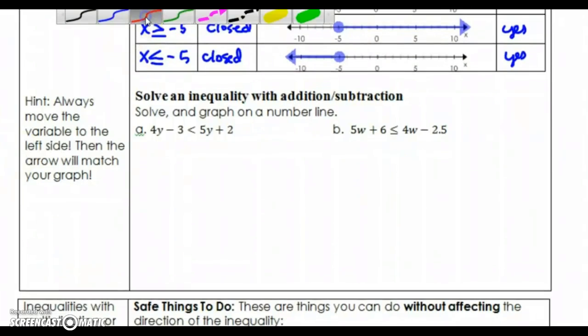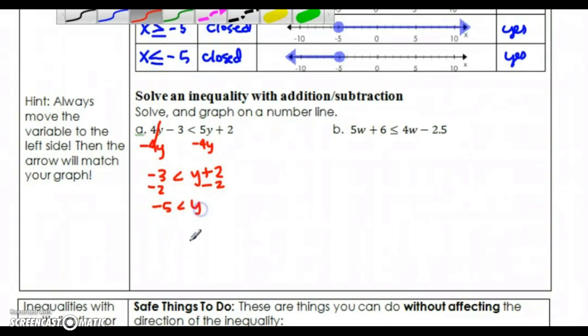So let's go ahead and use that adding and subtracting above. Always move the variable to the left side. Then the arrow will match your graph. So let's go ahead and solve for our y value. So subtracting the smaller variable, which should be the 4y here, bringing down what we have. 5 minus 4 is 1y, just y. Don't have to put the 1 in front. Subtract 2.